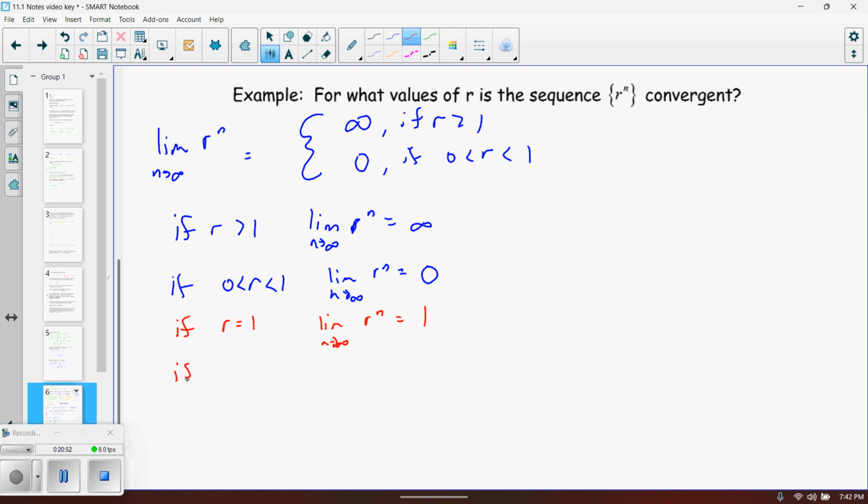If r is equal to 0, well, then I've got 0 raised to a number, but 0 raised to a number is 0. So the limit as n goes to infinity of r to the n would be 0. Okay, and both of those are finite values. Okay, 1 and 0. Those are finite values.